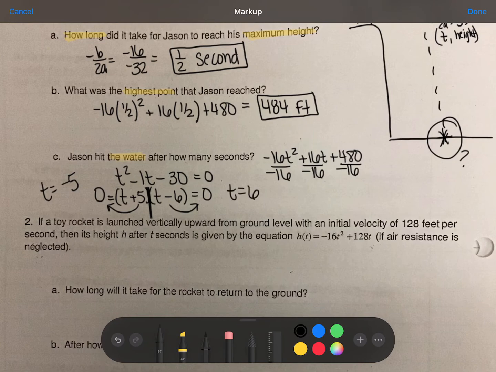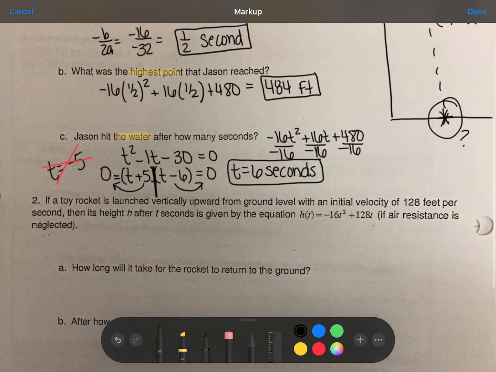Well, you have to make sure your answer makes sense. If I ask you how long did it take Jason to hit the water, are you going to tell me negative 5 seconds? No, you can't have negative time. So my answer is 6 seconds. Make sure your answer makes sense. And you would have gotten the same thing if you would have done the quadratic formula.